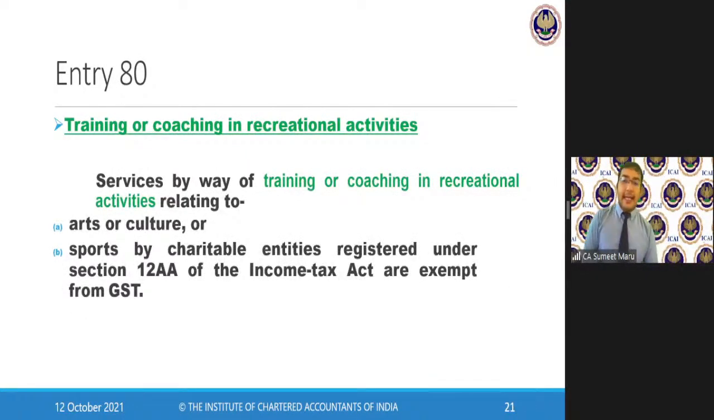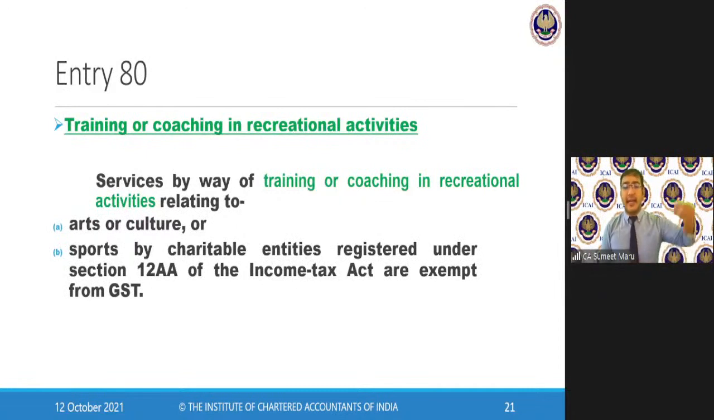Next, entry number 80 provides training or coaching in recreational activities. Services by way of training or coaching in recreational activities. Now see, please remember, for entry number 1, the entry ticket of 12AA has been required. That was for the 4 different activities mentioned there. Now these are different entries altogether. Here no 12AA entry ticket is required because they themselves give an entry. So now the next entry is entry number 80.